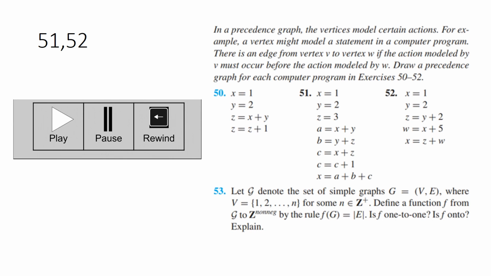And I'm asking you to do 51 and 52. Draw a precedence graph for the computer program shown in 51 and 52. I'm going to ask you to pause now, and I'll return and we'll talk about the solution. So pause now, and we'll return soon. Let's see how you did.